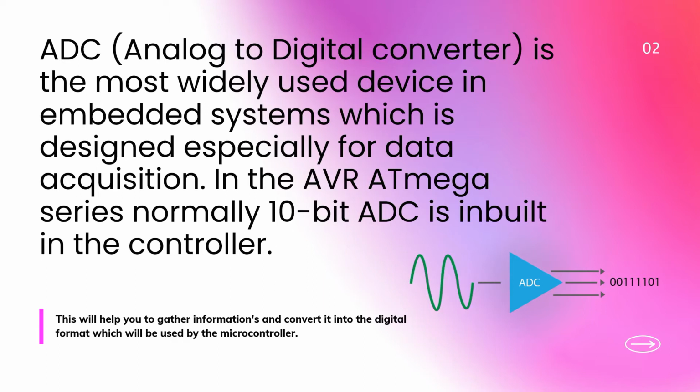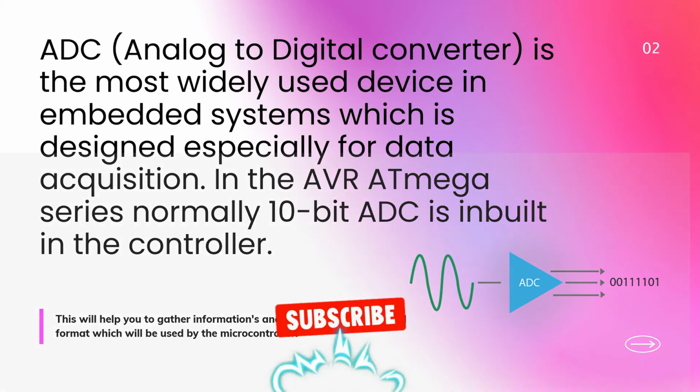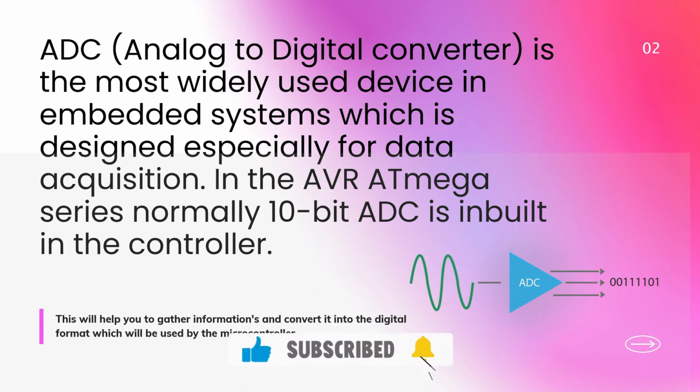When we take the AVR Atmega series, normally it has a 10-bit ADC built into the controller with 8 channels, so you can connect 8 different analog devices directly in order to gather data. And also this will help to convert the data which it gathered using those sensors or devices, and it will use it to process and execute the commands which you have programmed. Let's look further at how this works.